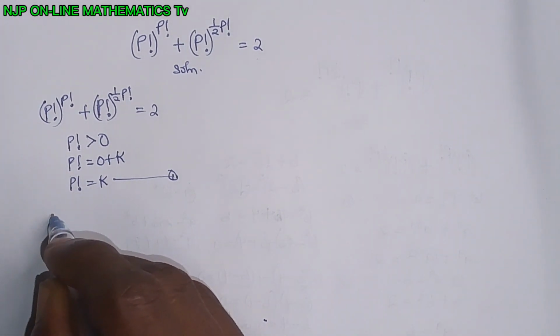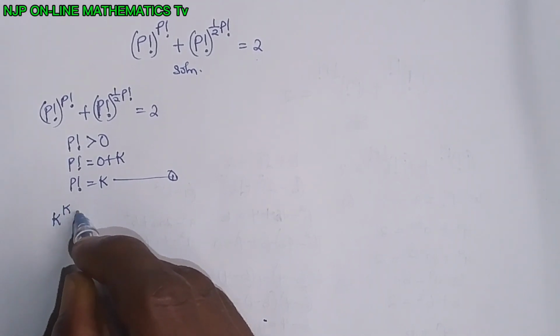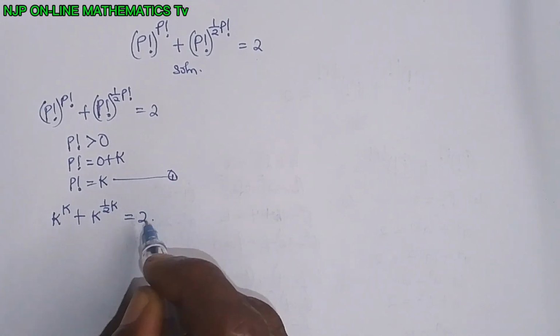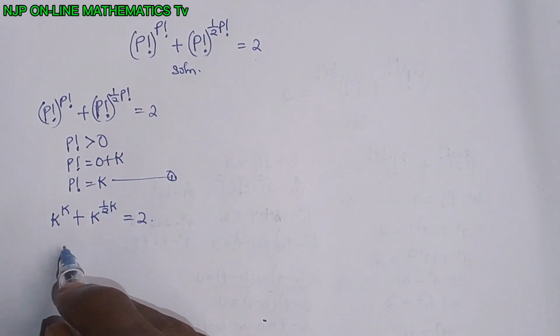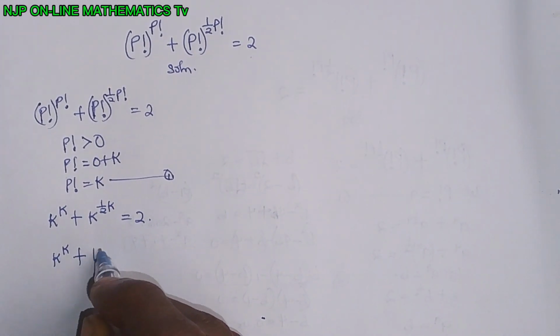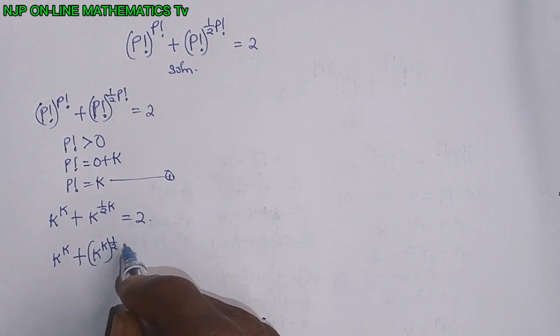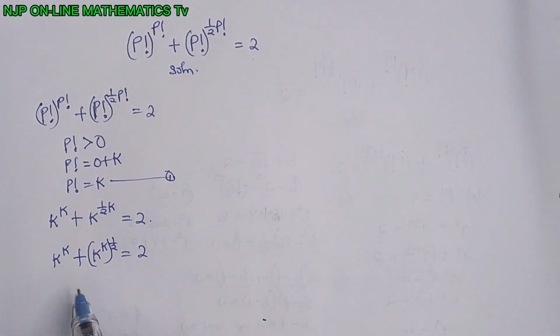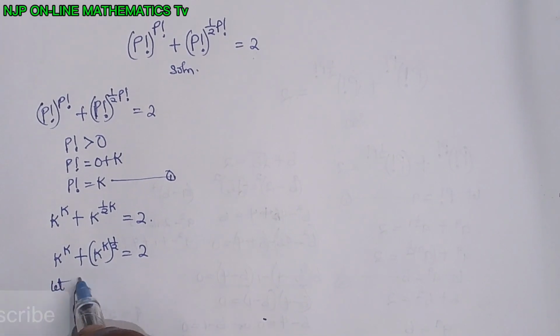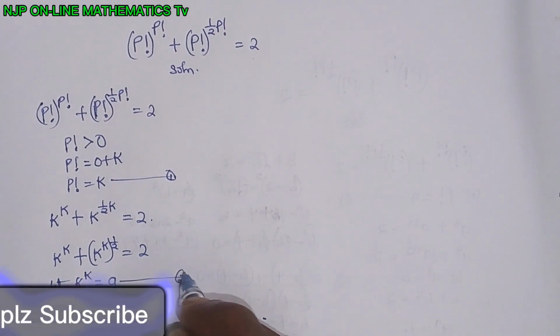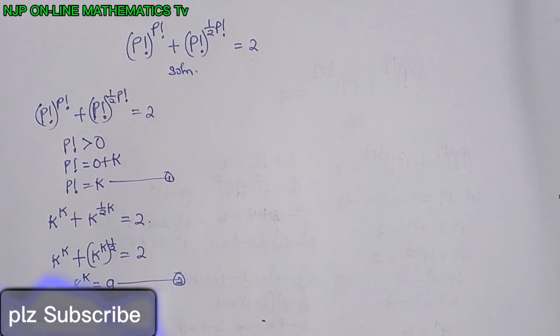So if we continue, we are saying that k^k + k^(1/2) = 2. From here, we can express this in the form of indices, applying the law of indices: k^k + (k^k)^(1/2) = 2. So we've seen that we are having k^k, k^k. So we can let k^k be equal to a. And we call this the second equation that we have just obtained.